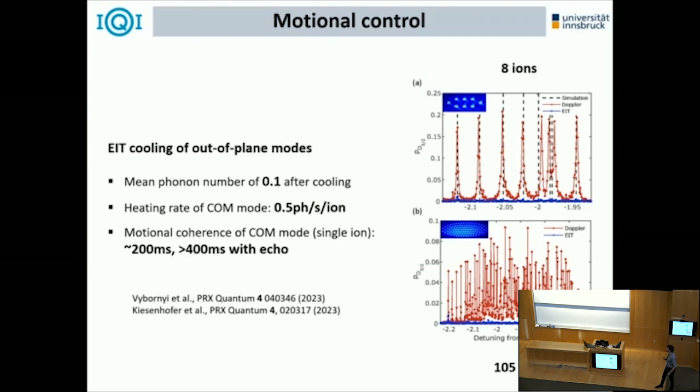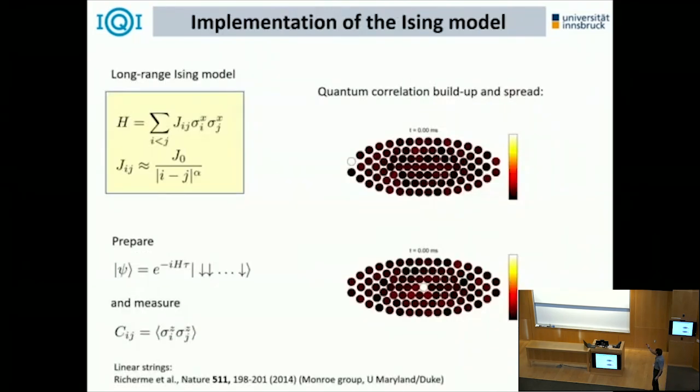Okay, with this, I think we have all the ingredients ready to implement the Ising model. The first thing one would like to look at is the spread of correlations. So what we do is we prepare all ions in the down state, and then we do a global quench with the Ising model, in this case without any magnetic field. And we measure correlations between the ions.